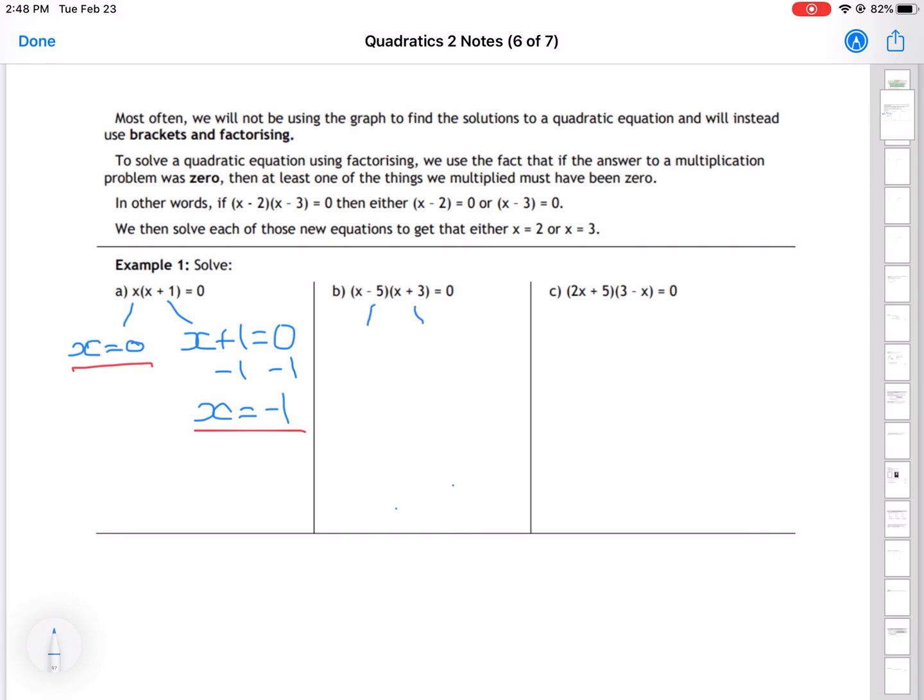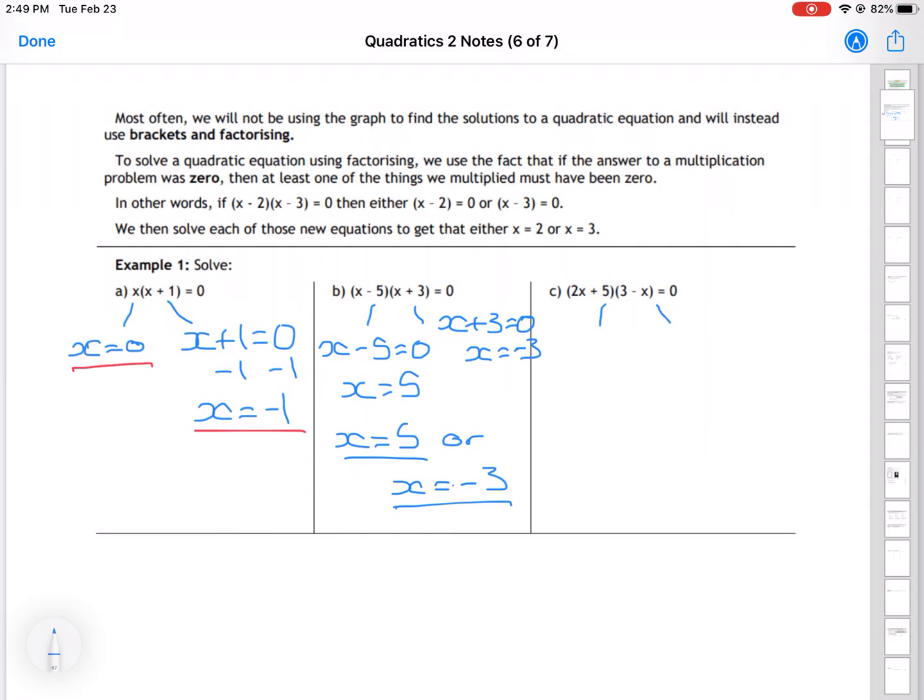For B, we take our two brackets separately, so x minus 5 equals 0, which means x has to be 5, or x plus 3 equals 0, which means x equals minus 3. So we've got x equals 5 or x equals minus 3. That tells us if we put either of those two numbers back into the equation, we will get 0 out as the answer.